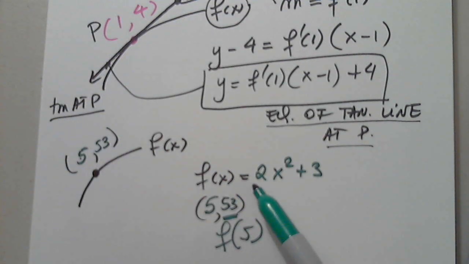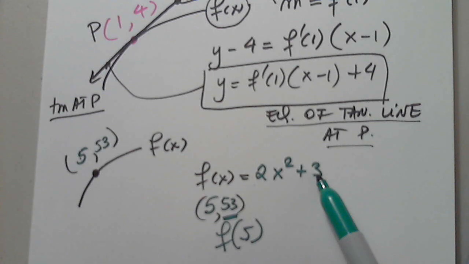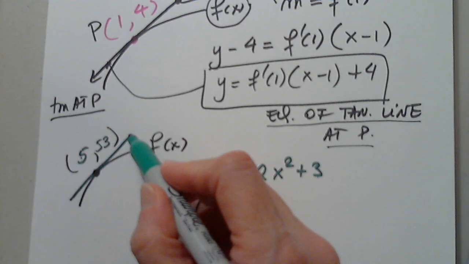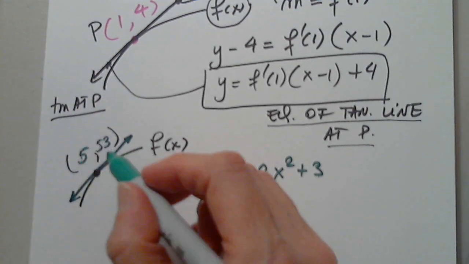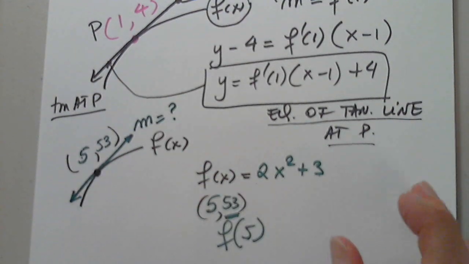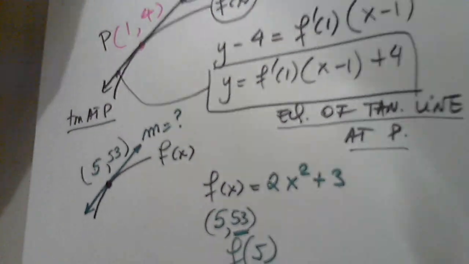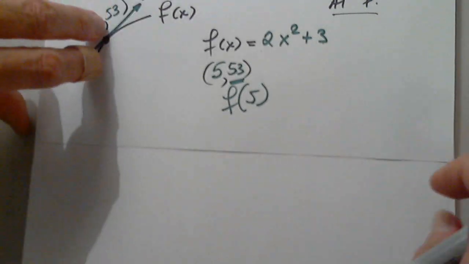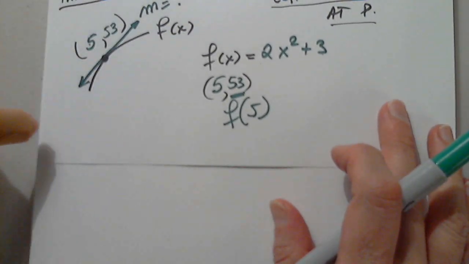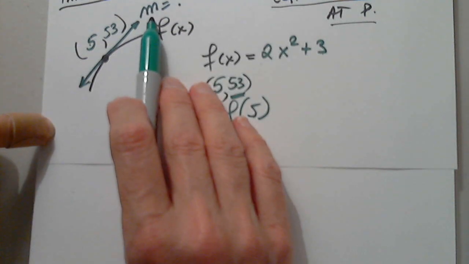5 squared is 25. 25 times 2 is 50. 50 plus 3 is 53. Awesome. Great job. So then can anyone again tell us how to determine the slope of the tangent line at 5, 53? How do I write that? Again, how do I find the slope?